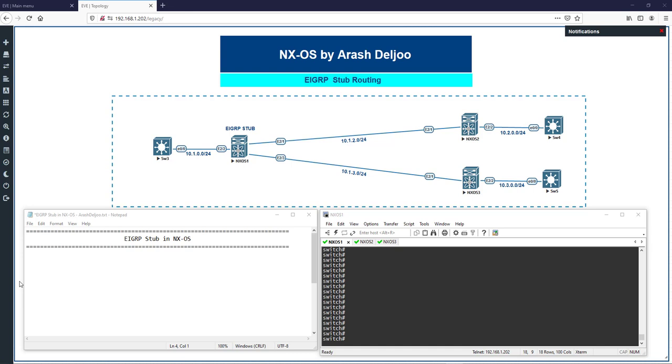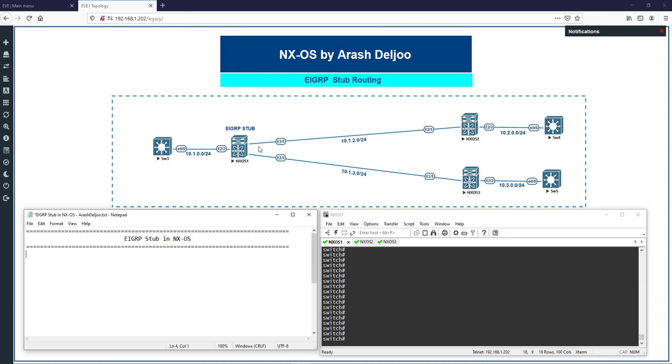I talked about the EIGRP stub feature in IOS, and if you need to review the feature, you should first watch the video of the EIGRP stub in IOS, and after that you can use this video to learn about the configuration of EIGRP stub in NX-OS. Before I configure the EIGRP stub in NX-OS, I'm going to review this feature, and after that we can configure the EIGRP stub.